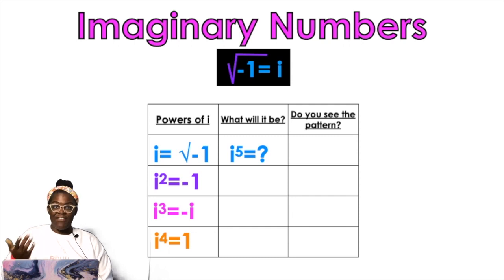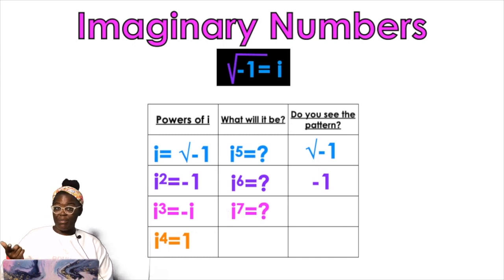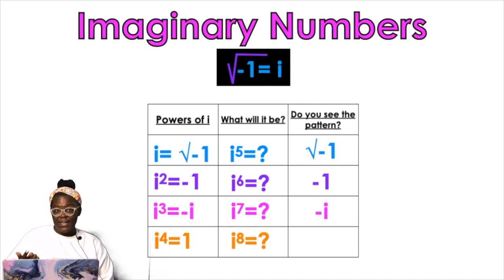So let's say I have i to the fifth power. What is that going to be? Well, it's going to be the square root of negative 1, which is i. What if I have i to the sixth power? That's going to be negative 1. What if I have i to the seventh power? Do you guys notice the pattern that's happening? That's going to be negative i. And then last but not least, i to the eighth power. You can guess it, right? Because you're looking at the pattern, it's going to be 1.